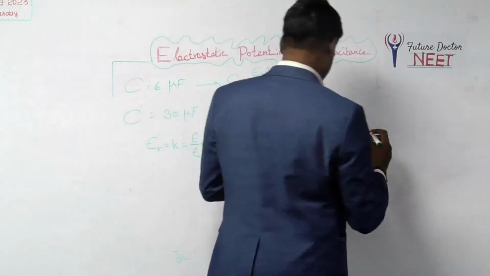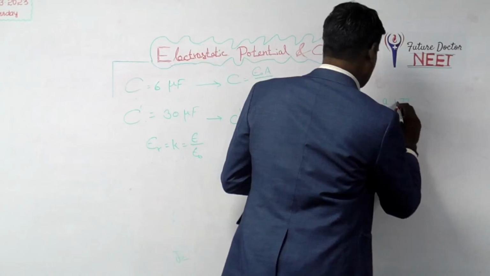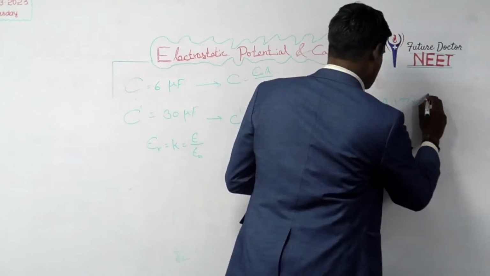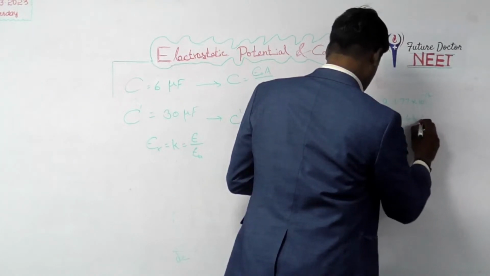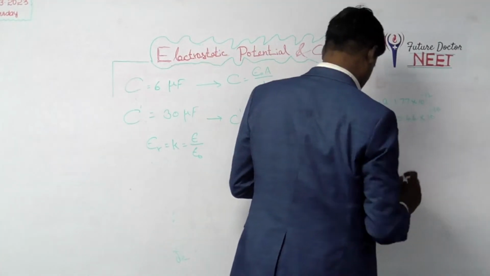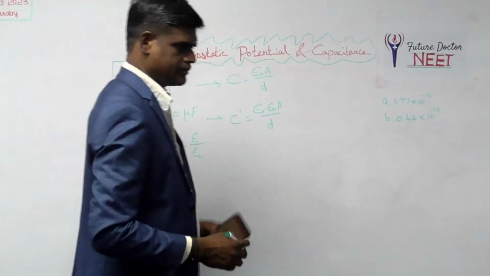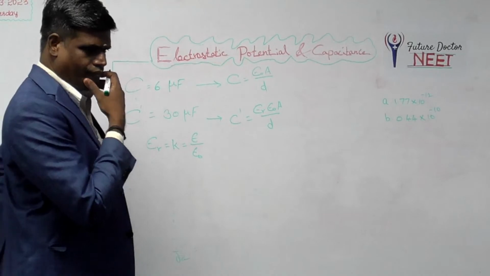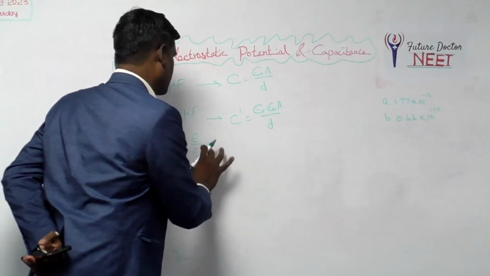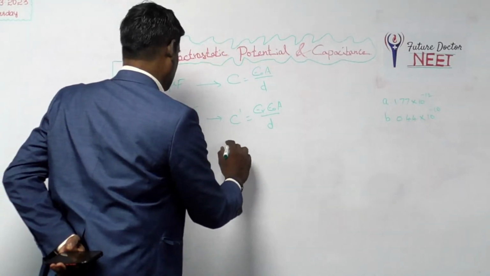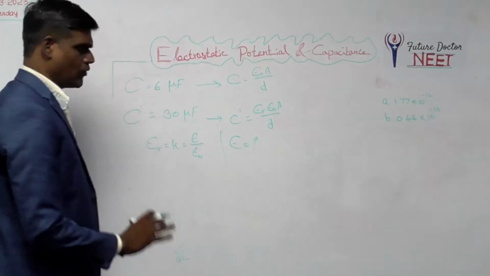Option is 1.77 into 10 power minus 12. Second option 0.44 into 10 power minus 10. So using this formula and this formula only, you are going to find epsilon. Permittivity of the medium only you want to find.